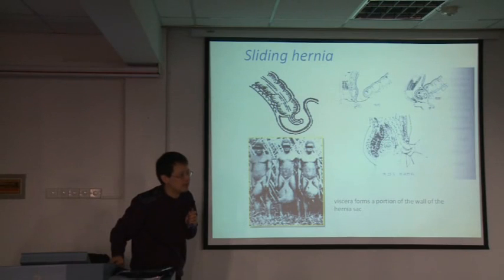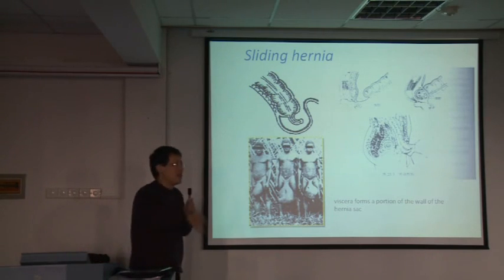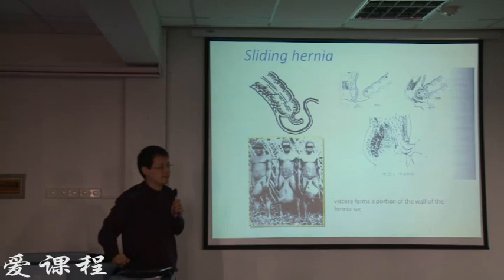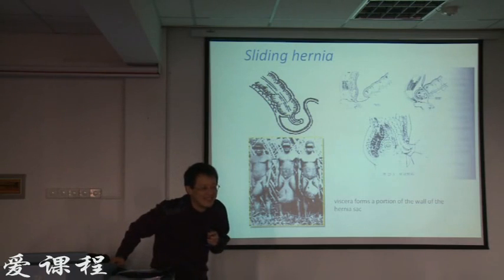Except the sliding hernias, all the other inguinal hernias, in them the hernial sac is only and only formed by the peritoneum. There is no intestine in it. So in the other cases we can't talk about any type of bowel obstruction. Only in the sliding hernia can the obstruction take place.